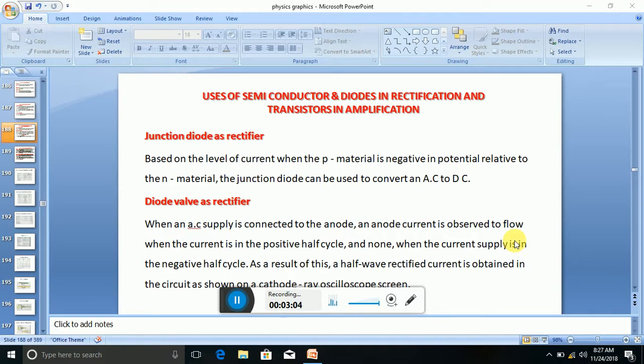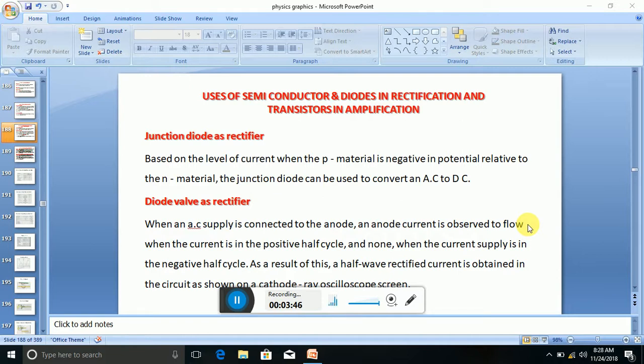Now we look at the uses of semiconductors: diodes in rectification and transistors in amplification. Junction diode as a rectifier. Based on the level of current, when the P material is negative in potential relative to the N material, the junction diode can be used to convert an AC to DC. So rectification simply means conversion of alternating current to direct current.